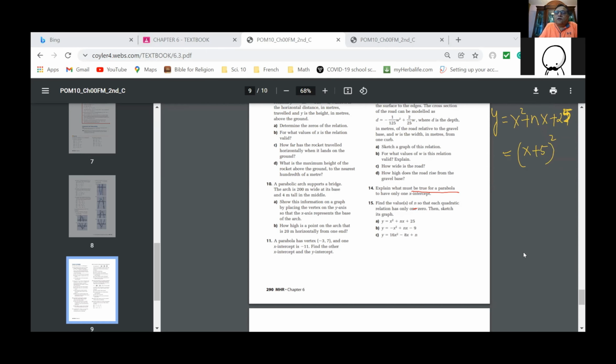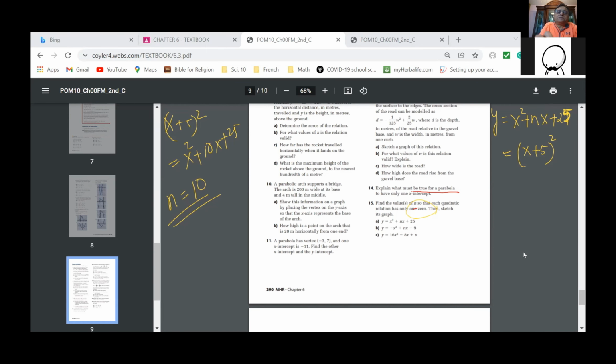So we want only one root. Only one root means if I have x plus 5 whole square, what do I get? I get x squared plus 2 times 5x, 10x, plus 25. Therefore, n should be equal to 10. Is that clear to you? Yes, sir. That is one way of doing it.